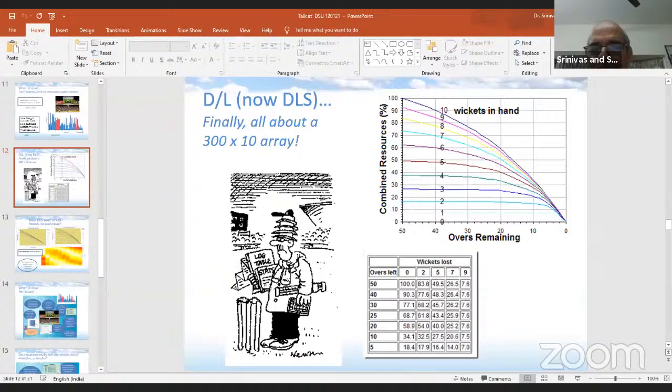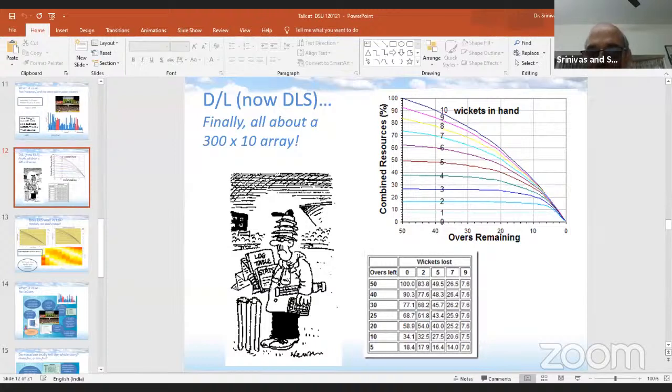The key idea here is that the amount of resource that you have with you tells you your potential of scoring more runs. Now let's imagine a situation where you were chasing 350, and let's say that you are 100 for two at the 25 over mark when it rains and the match is abandoned. You were chasing 350, so who wins?